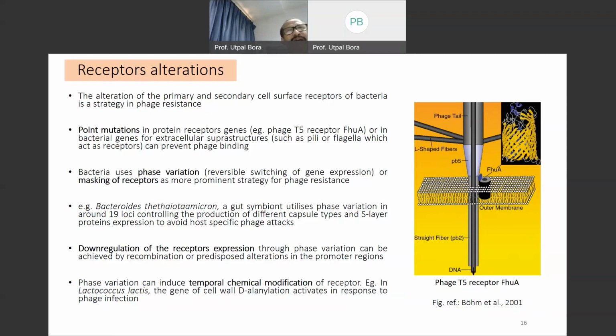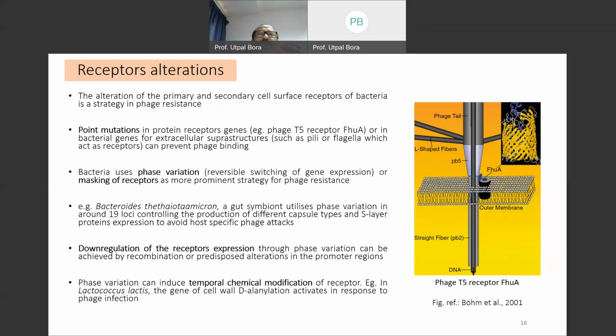The bacteria uses phage variation or reversible switching of gene expression or masking of receptors as a more prominent strategy for the phage resistance. For example, you have the case of Bacteroides, which is a gut symbiont that utilizes phage variation in around 19 loci, controlling the production of different capsules and S-layer proteins expression to avoid host-specific phage attacks.